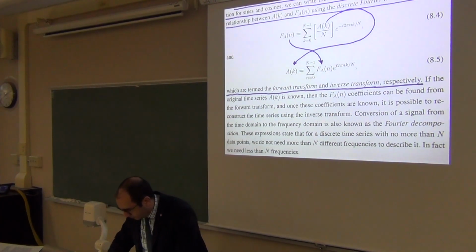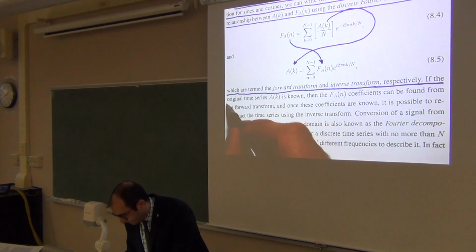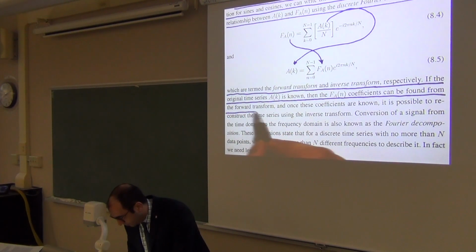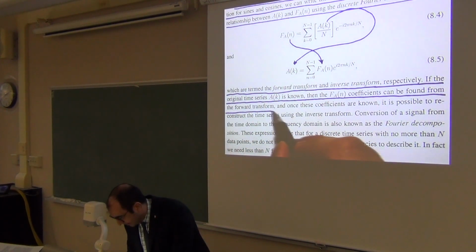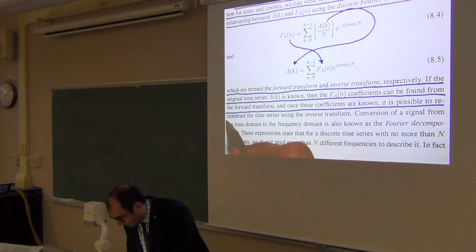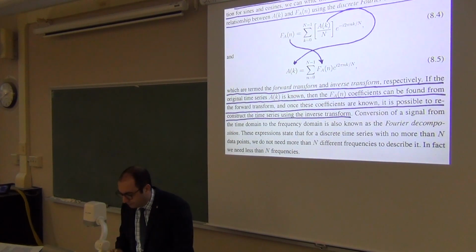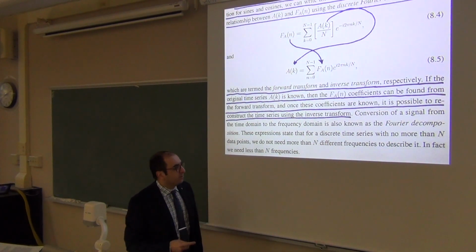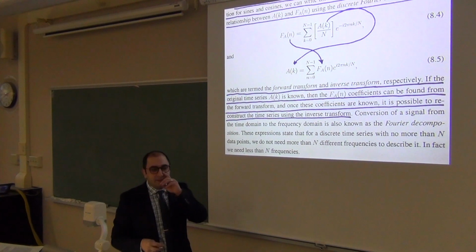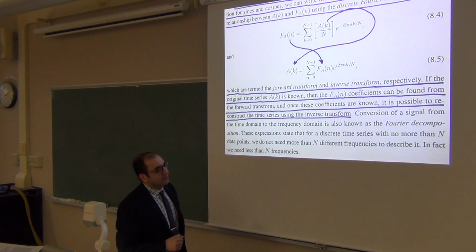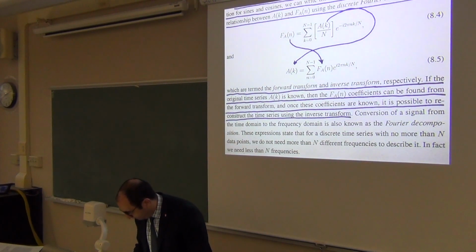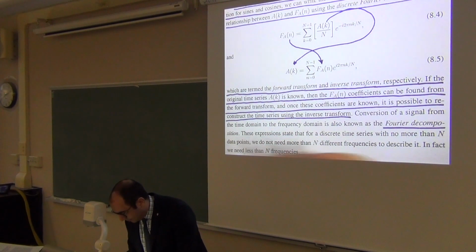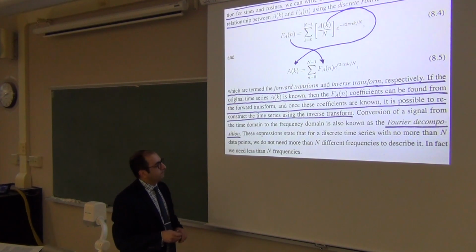If the original time series a_k is known, then F coefficients can be found from the forward transform. And as I said, I can go backward to the time series by doing the inverse transforms. To find the coefficients, all I need to do is to go forward. You seldom need to go backward because you already have the time series. You know what it is. There's no need to go backward unless you want to verify your calculation. So going forward is also known as Fourier decomposition. It's the same thing.